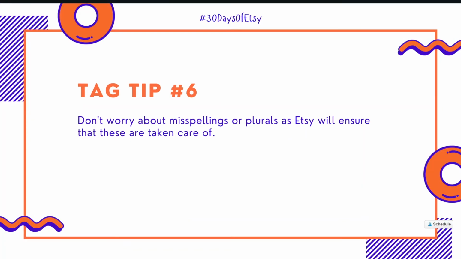And tag tip number six is don't worry about misspellings or plurals as Etsy will ensure that these are taken care of. Etsy has a pretty sophisticated system and they can figure out when things are kind of misspelt. Like for example, the British and American spelling of some words. So color, for example, another example is jewelry. They're just spelt a little bit differently in different countries, but Etsy will take care of those for you.